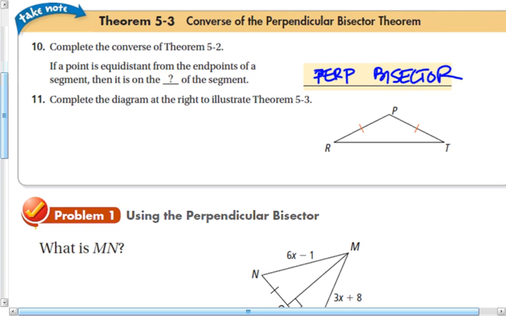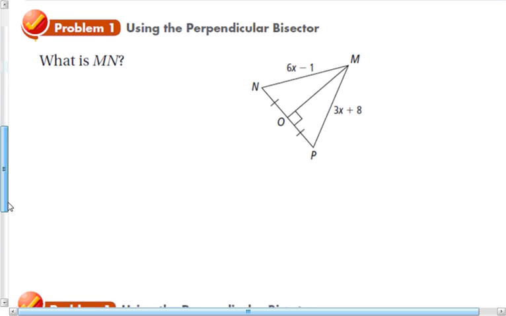So this would be on a line perpendicular that bisects RT. It would look like that. All right, so let's use that. What is MN?